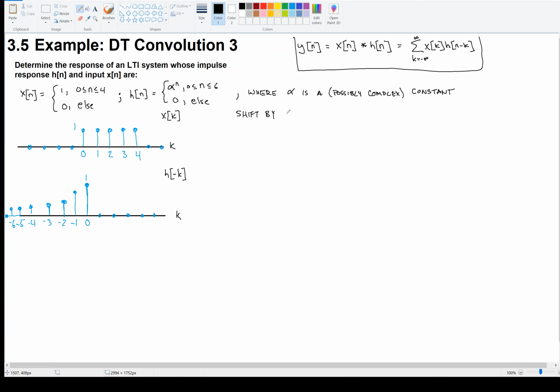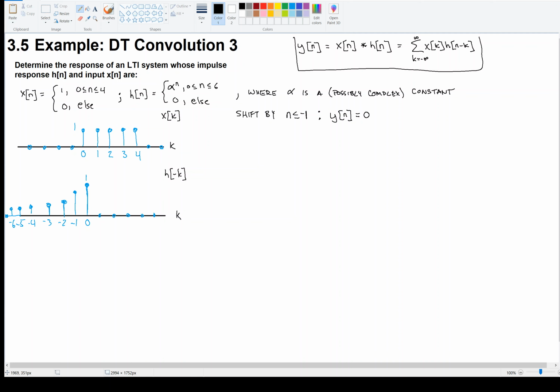So if I shift h, or the reflection of h, by n that is at least to the left by 1. So if n is less than or equal to -1, meaning we're shifting to the left at least 1 unit, then, imagine this plot shifted to the left by at least 1, there's no non-zero overlap between these two plots. So no non-zero overlap means that this product between x and h would be 0, and then I add up a bunch of zeros, and so y is also going to be 0. So right away we've got a piece of the output.